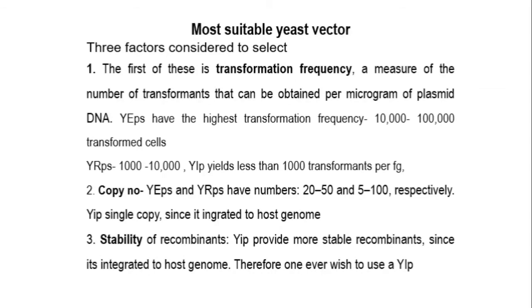So in recombinant DNA technology, we prefer the vector that gives the more stable recombinant cell. That's why we select YIP. YIP will integrate into the host chromosome, so it gives more stability. That's why, when we are using yeast vectors, YIP is the most suitable vector.